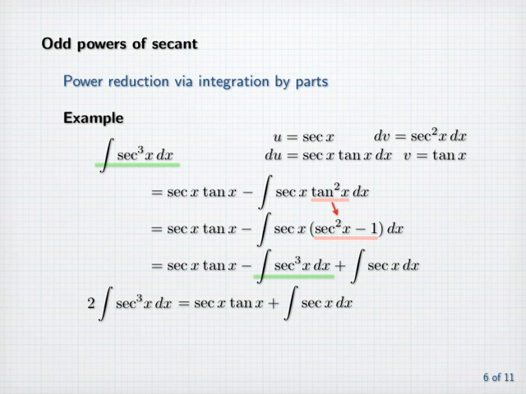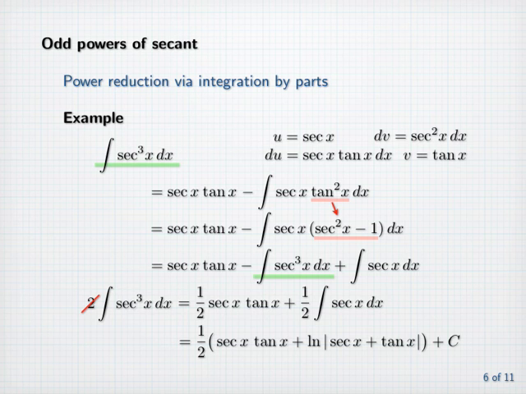Now we divide by 2, and we have the integral of secant cubed x dx expressed in terms of the integral of secant x dx. Now we're going to factor off a half and recall that the integral of secant x dx is the natural log of the absolute value of secant x plus tangent x. So we now have the integral of secant cubed x dx.